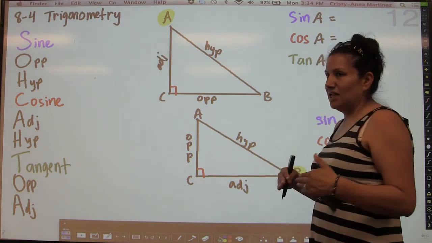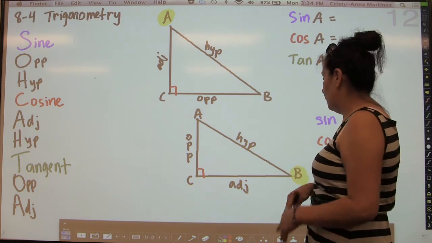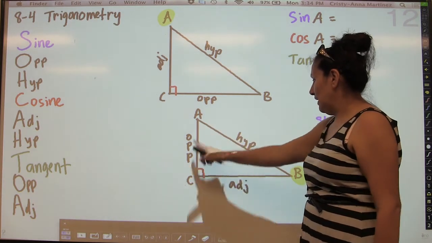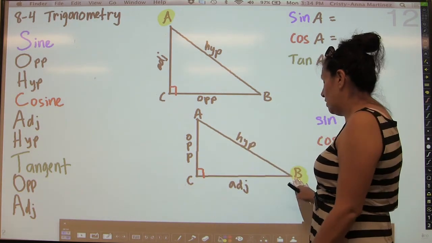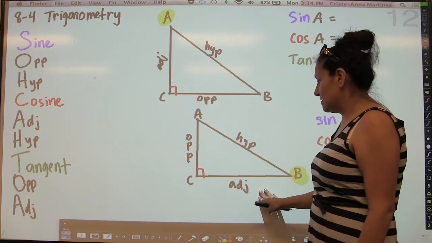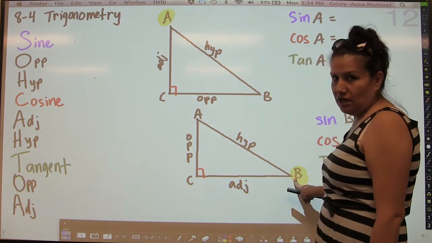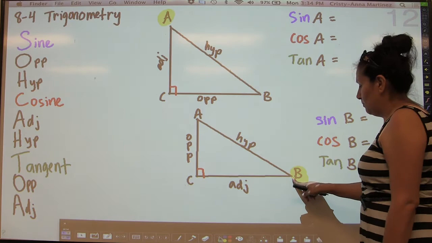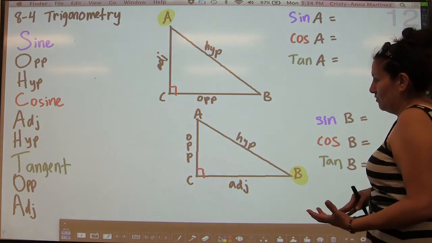And adjacent means that it's basically touching the angle. So you can see here that points A and C don't touch angle B at all. But in the case of the adjacent side, it's touching right here at point B. That's one way that you can help yourself remember.